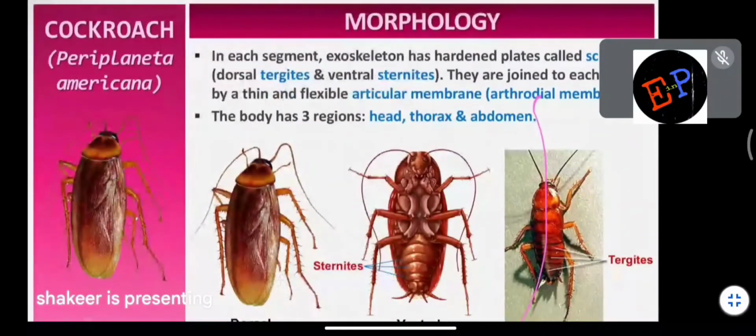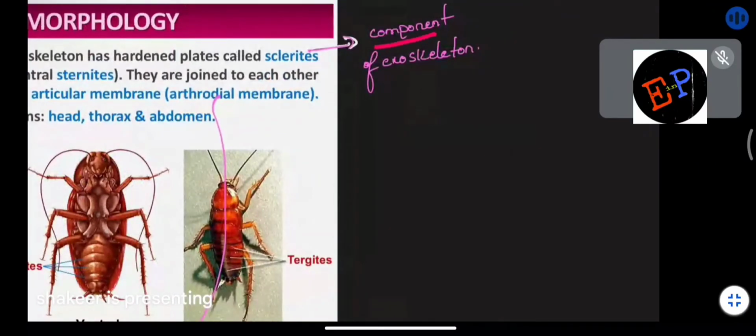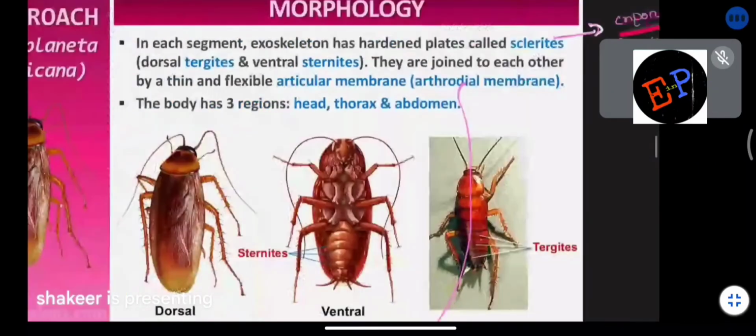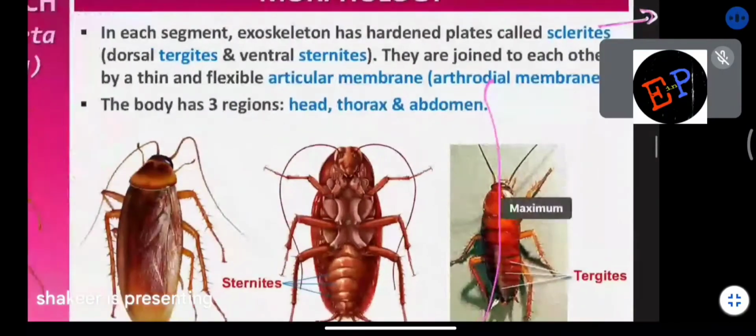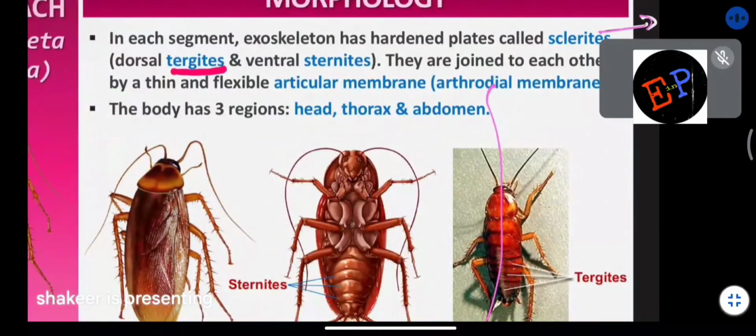So in each segment, exoskeleton has hardened plates called sclerites. Are you able to understand? These sclerites are present on the dorsal side and on the ventral side. What is meant by sclerites? Sclerites are the parts of which the exoskeleton is made up. So the outer part of the cockroach is made up of sclerites, present on the dorsal side as well as the ventral side. A component of exoskeleton is nothing but sclerite. Clear, no? On the dorsal side, these sclerites are called tergites.